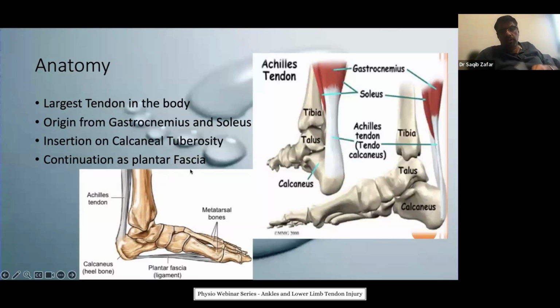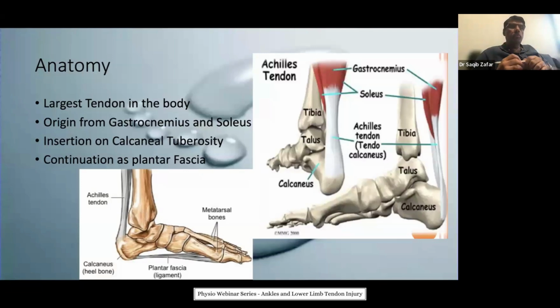All of us know that the Achilles tendon is the largest tendon in the body. It originates from two muscles which form the bulk of the calf, gastrocnemius and soleus. Both of them form this thick, biggest tendon in the body, and it inserts at the back of the calcaneal tuberosity.